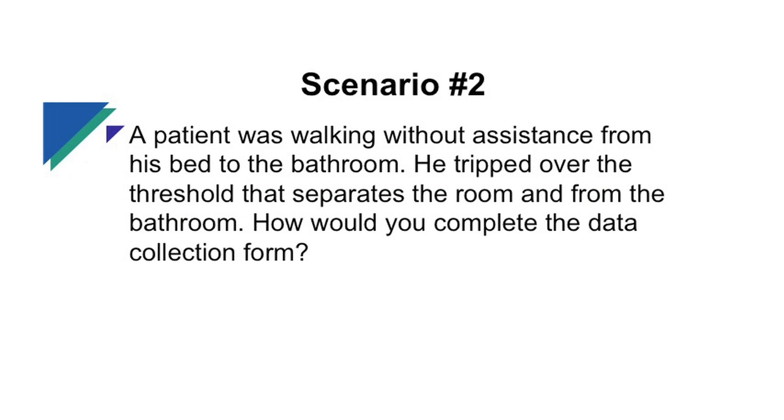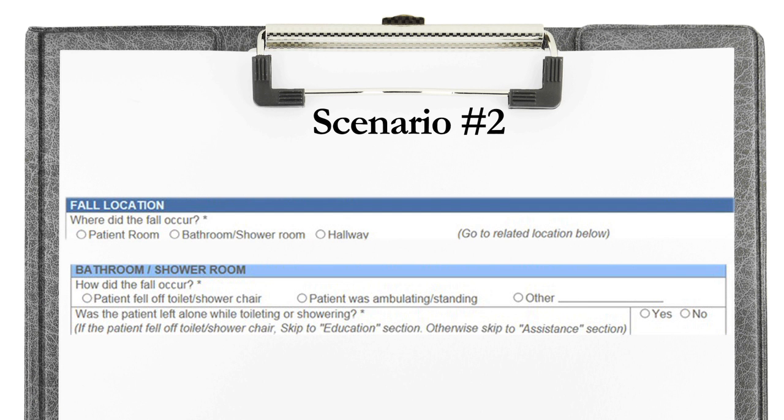Scenario 2. A patient was walking without assistance from his bed to the bathroom. He tripped over the threshold that separates the room from the bathroom. How would you complete the data collection form? What location would you choose for this scenario? Since the patient was headed to the bathroom, for the purposes of this project the threshold would be considered part of the bathroom, so you would choose bathroom, shower room.